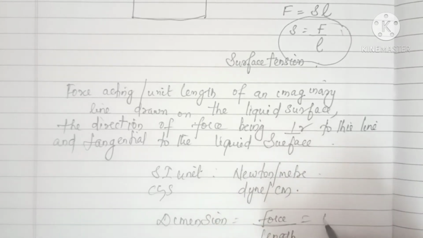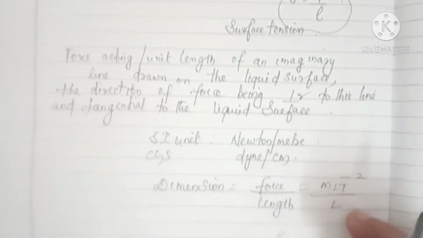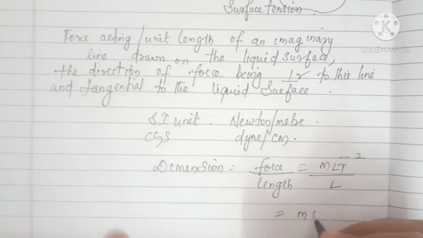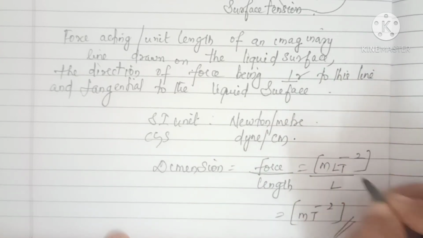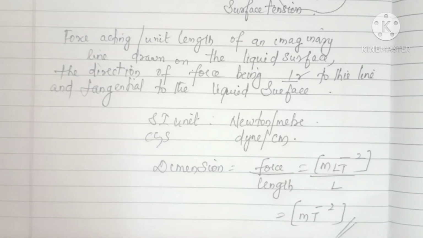So F has the dimension MLT raised to minus 2 and length is L. So again, the dimension is MT raised to minus 2. This is the dimension for surface tension. Clear? Dimension for surface tension.